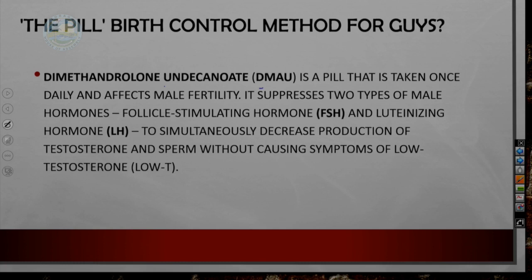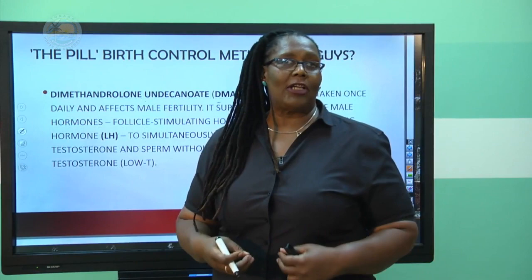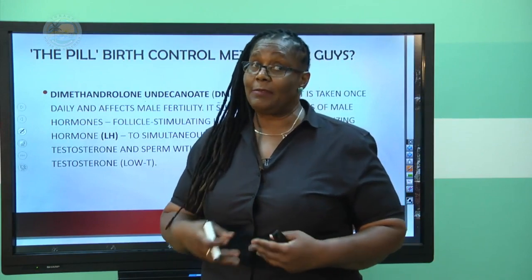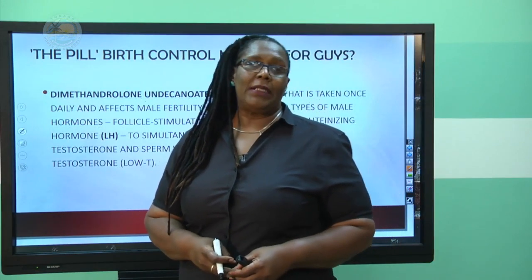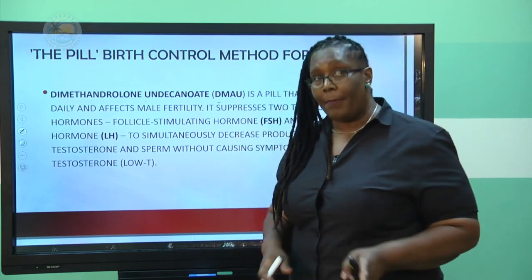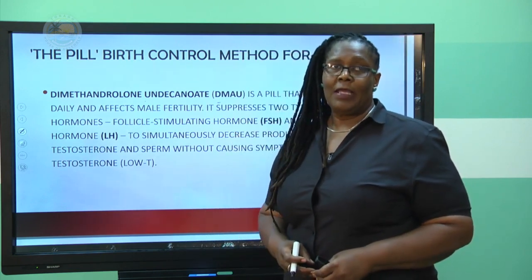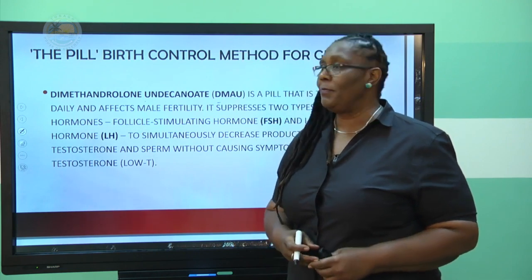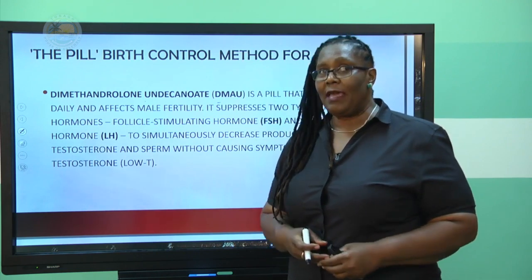Dimethandrolone undecanoate is, as I said, a drug in trial. And what about it? It will suppress testosterone production. It actually looks very similar to testosterone, so it will fit into the place that testosterone would fit. But it will not stop sperm production. All right? It will suppress sperm production. So will it be effective?